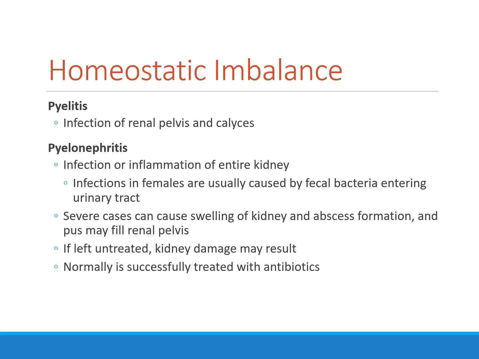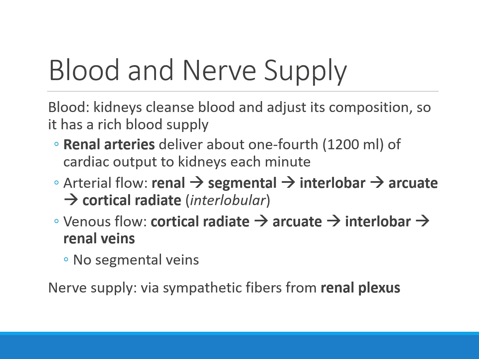Pyelitis is infection of the renal pelvis and the calyces, and pyelonephritis is infection or inflammation of the entire kidney. In females, this is usually caused by E. coli that's entered through the urinary tract. A very severe case of this can cause swelling of the kidney, abscess formation, and the renal pelvis fills with pus. And if it's left untreated, the kidney will become very damaged. This is something that's very easy to treat with antibiotics.